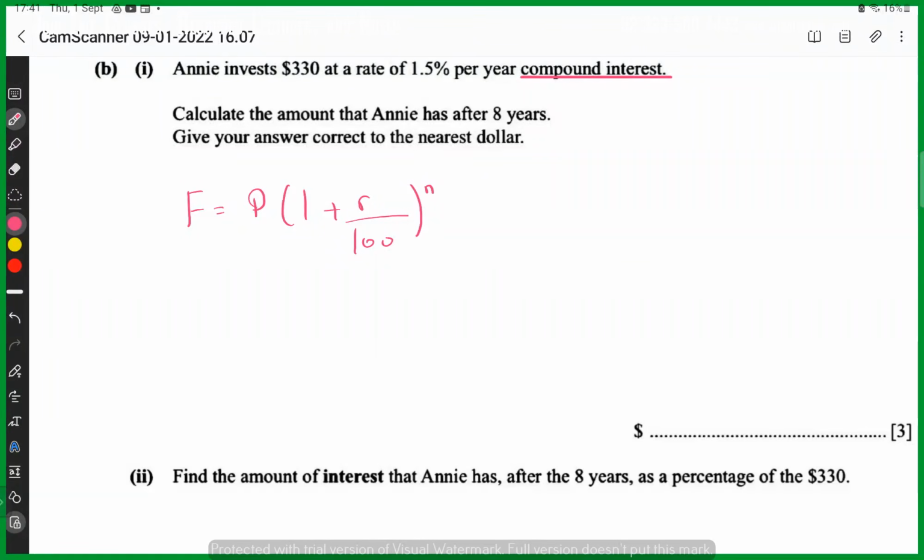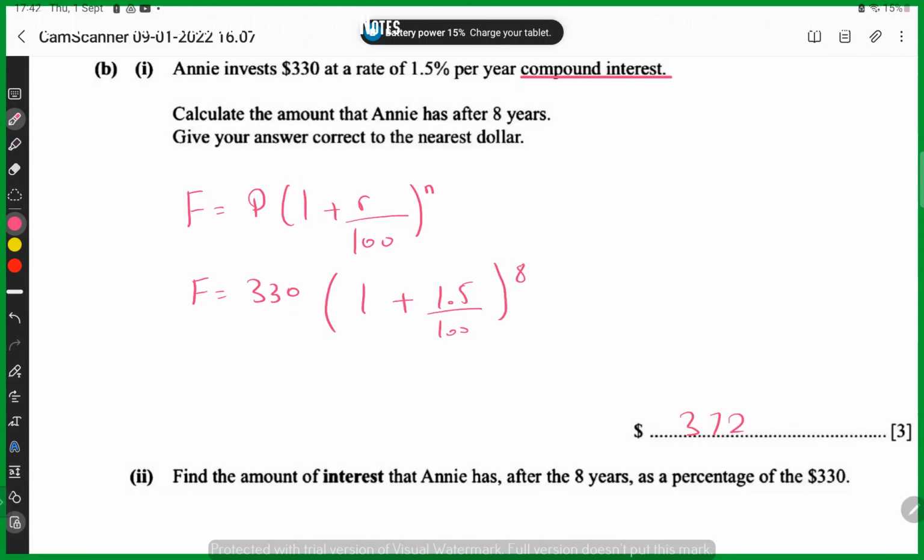Acha, let's do this one. Final amount is something that I need to find. 330 is my initial amount. 1 plus 1.5 divided by 100, power 8. Just take out your calculators. 330 multiplied by brackets open, 1 plus 1.5 divided by 100, power 8, equal to sign, and this would give you 371.74, and you will write it as 372 as your final answer.